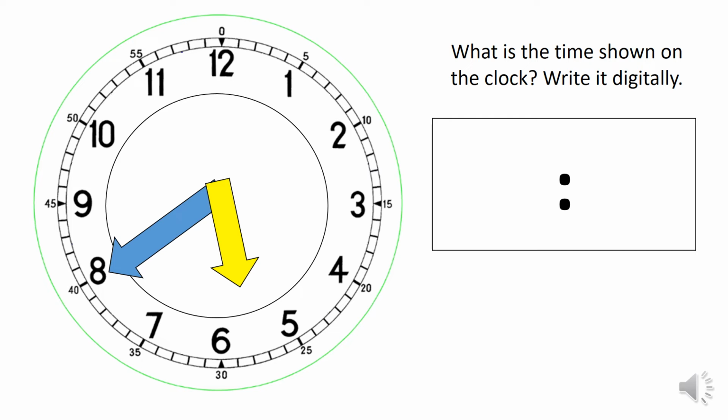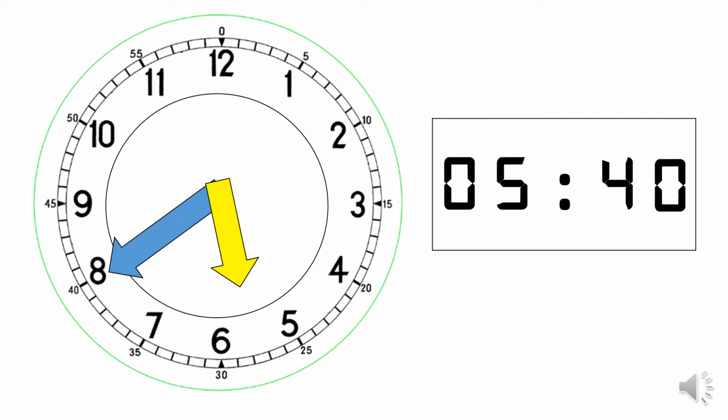Take a look at this next one now. What is the time shown on the clock? Write it digitally. Take a pause in the video. The hour hand is facing between the 5 and the 6, and the blue hand is facing at the 8, which is 40 minutes past the hour. Therefore, the time is 5:40.